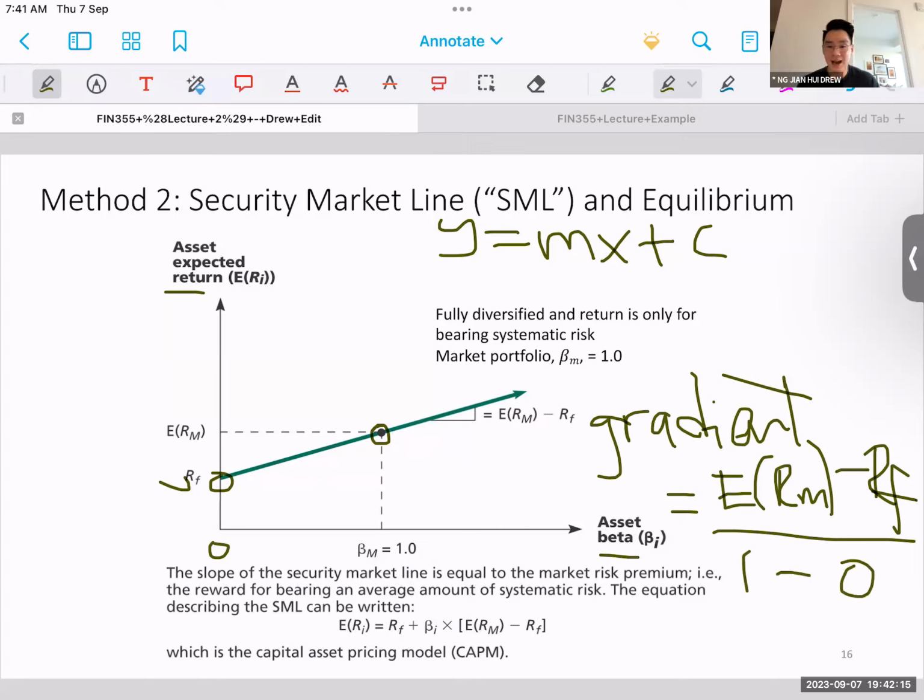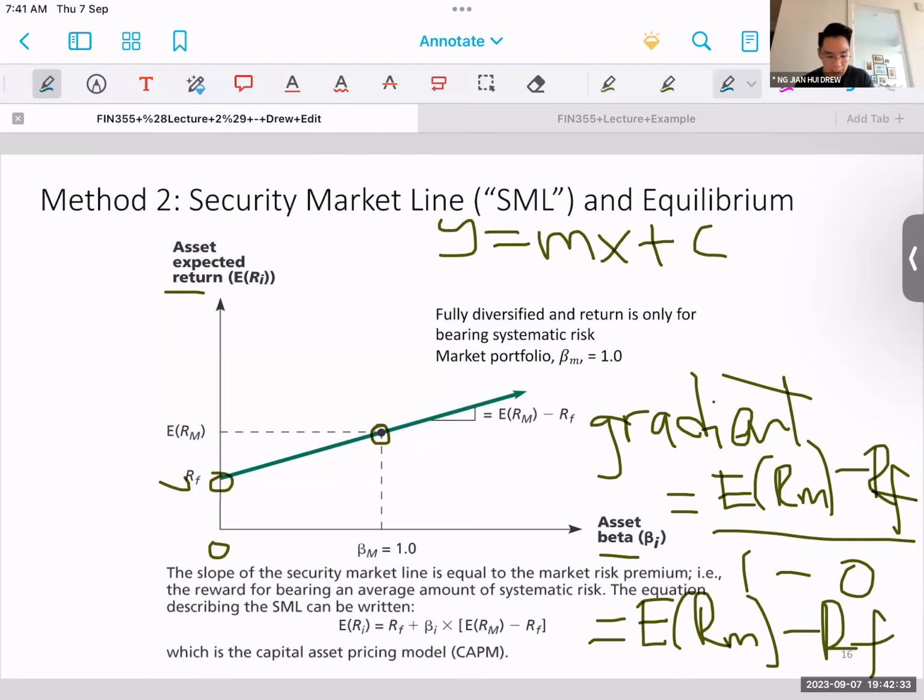Everyone can see this? How do you calculate gradient? Which equals ERM minus risk-free. All right, so we have the gradient. Now, can we write the equation of this line here? We can, right? We can write the equation of the line.